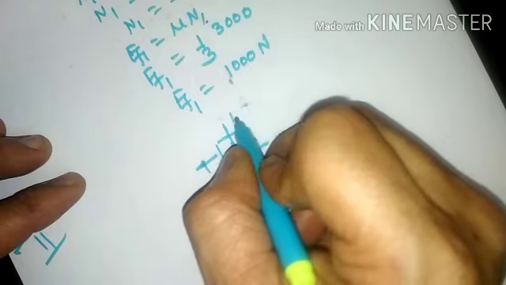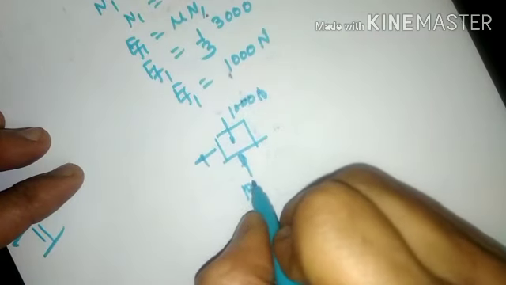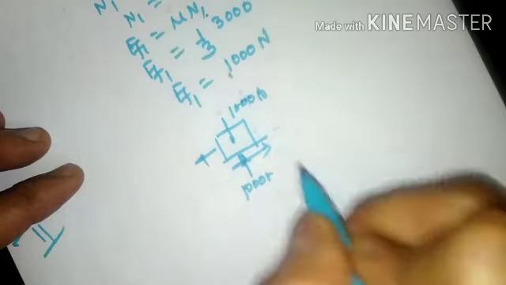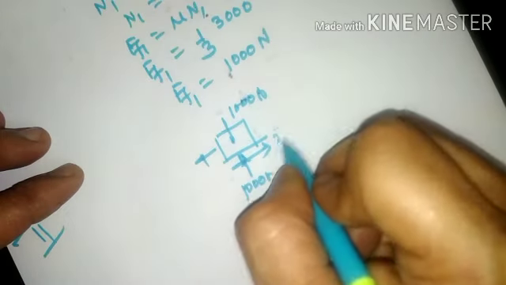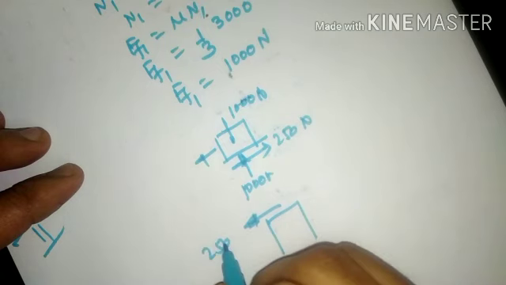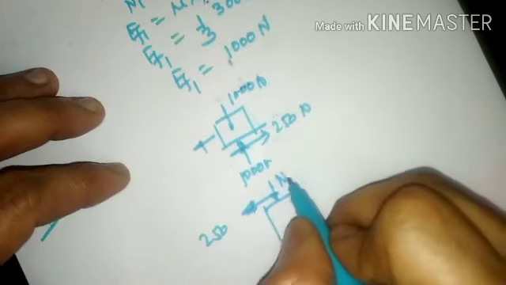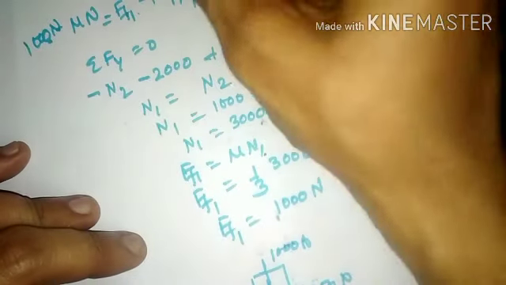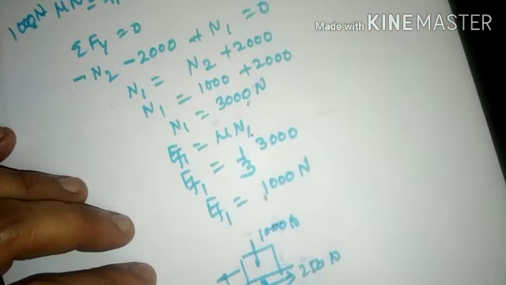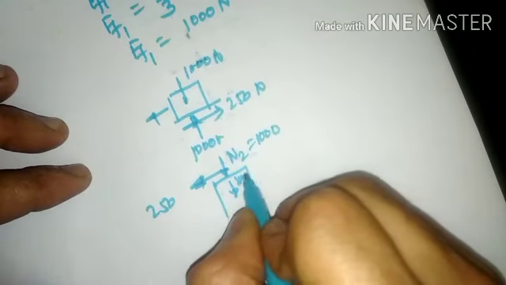Here it is 1000 Newton. Here this will also be 1000 Newton. And here this will be 250 Newton. There won't be any change here. This will also be 250 Newton. And this will be again 1000, because the N2 value is considered as 1000. Self weight is 2000 Newton.